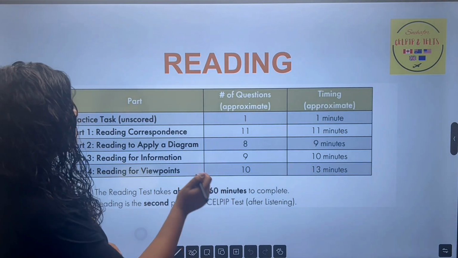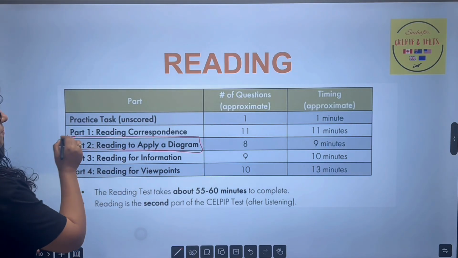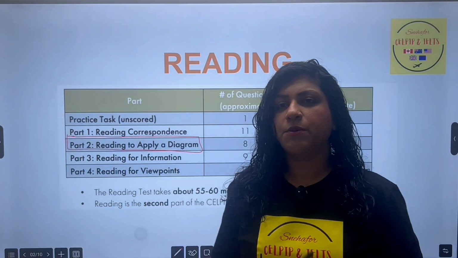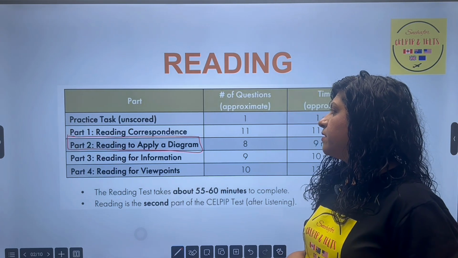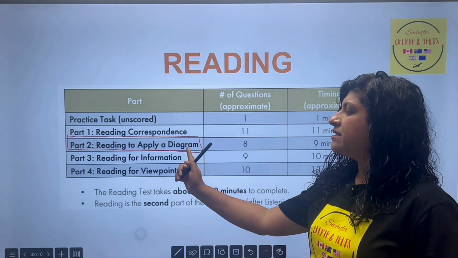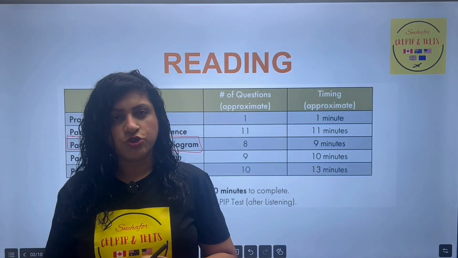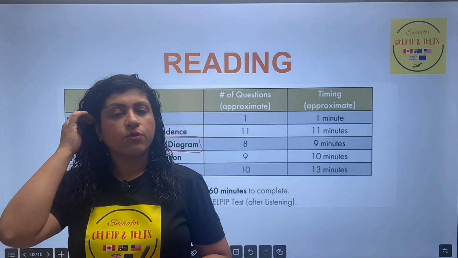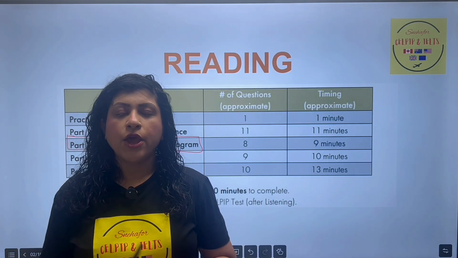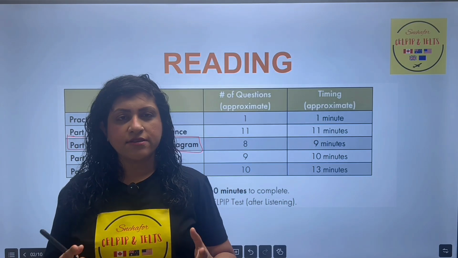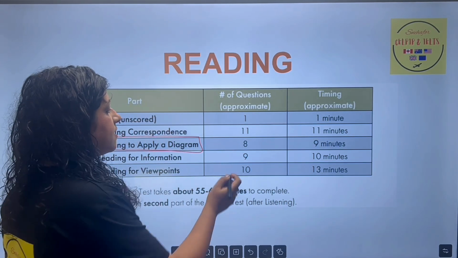So we are going to discuss part 2 of CELPIP reading. So part 2 of CELPIP reading is about reading to apply a diagram. Now here, as the name suggests, you get a diagram, a visual, and on the basis of that visual given to the candidates in this part, you have to answer certain number of questions. So the number of questions that you're going to answer are 8.